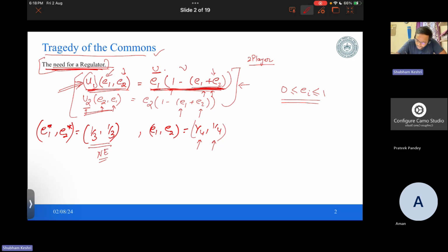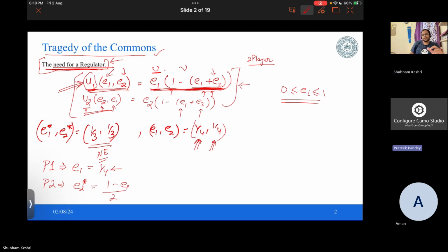You see, suppose player 1, so this regulator, what he is doing, he is saying that you have to put an effort of 1 by 4 instead of 1 by 3. So suppose player 1 is actually playing E1 as 1 by 4. Now player 2, we'll see what is the best response of player 2. We saw that best response of player 2 was 1 minus E1 by 2. So suppose player 1 is actually playing how the regulator has set the rules, and regulator is saying that you have to play 1 by 4.